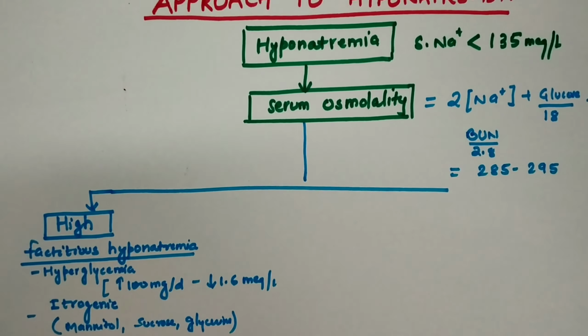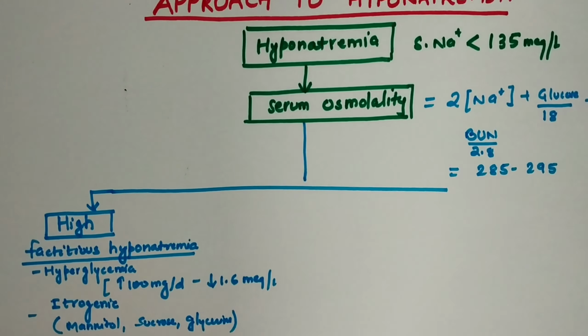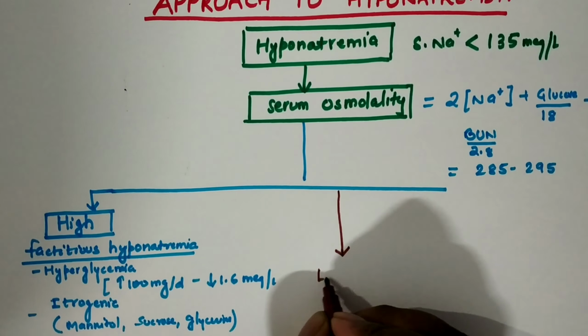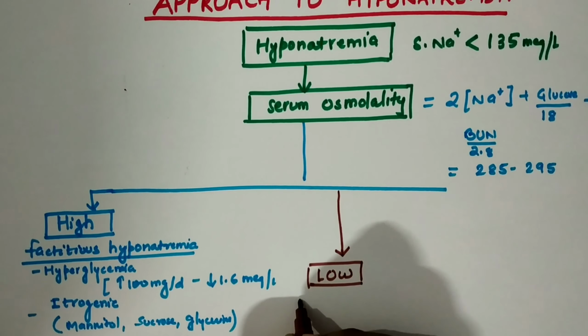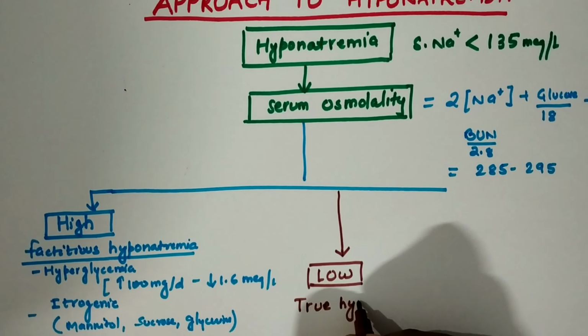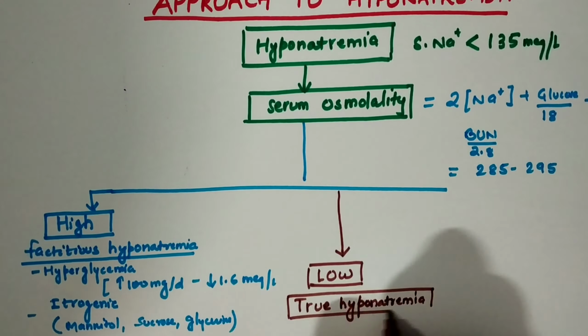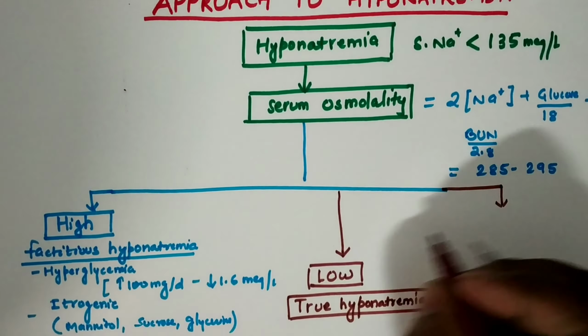These are the factitious hyponatremia. There is a high serum osmolarity. This is not true hyponatremia. Now if the serum osmolarity is actually low, this is called true hyponatremia, and we will discuss true hyponatremia in detail.